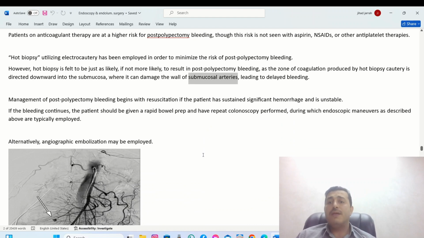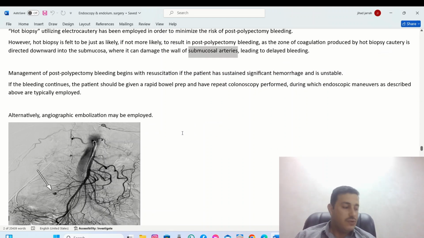How to manage post-polypectomy bleeding and lower GI bleeding in general. First of all, resuscitation. We have a separate lecture on how to manage lower GI bleeding: unstable patient resuscitation, history, prepare blood. You can see a nice lecture. We discuss the different modalities, but what we want to talk about here is polypectomy and bleeding related to the procedure.